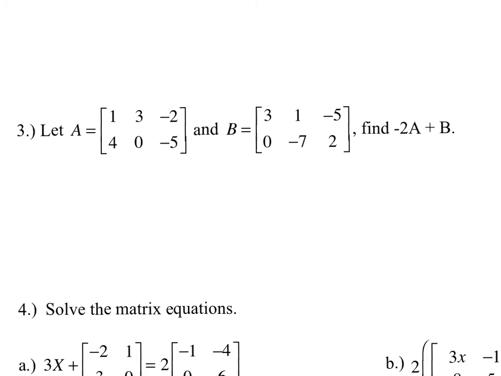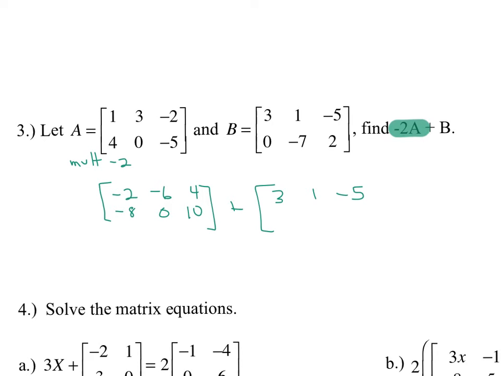So the first thing I'm going to do is take negative 2 times A, and I'm just going to do that without writing it down. Again, multiplying everything in this matrix by negative 2, that gives me negative 2, negative 6, and 4 in the first row, and then negative 8, 0, and 10 in the second row. And then matrix B doesn't have a scalar that it's being multiplied to, so I'm just copying that down.